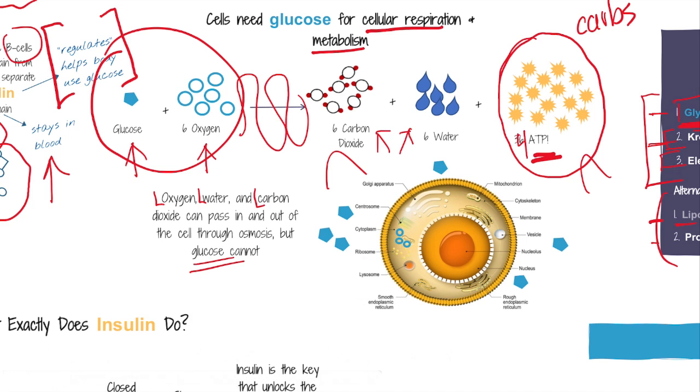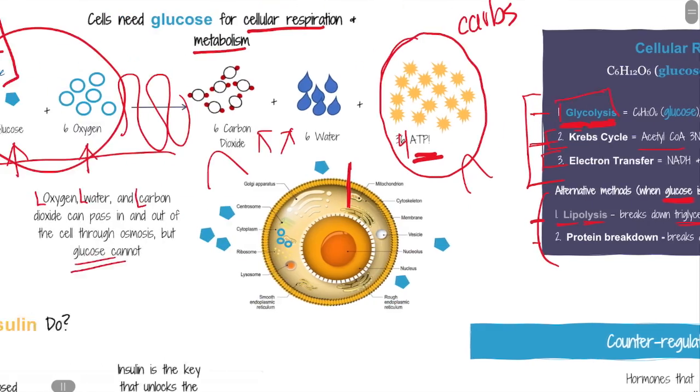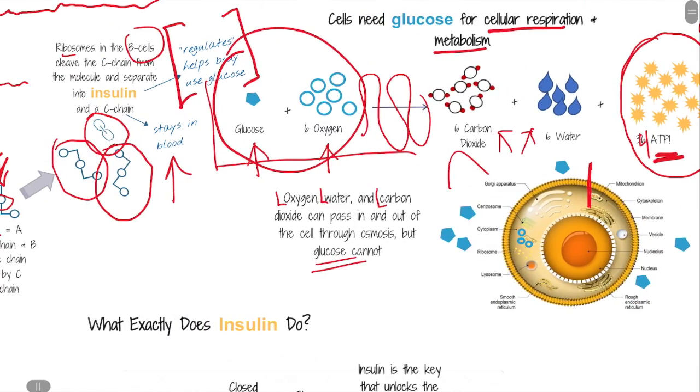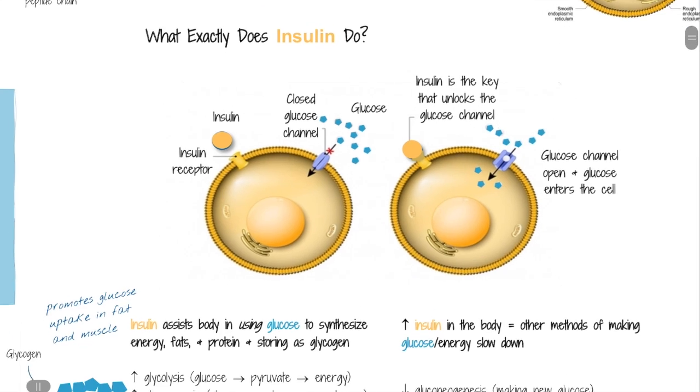And so glucose needs a channel or a transport or a receptor or something to help it get through the cell membrane and into the cell. All of this stuff happens inside of the cells. That's why it's called cellular respiration, right? So here's where insulin comes into play.